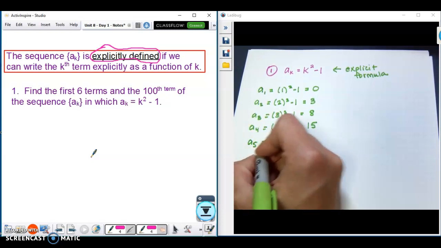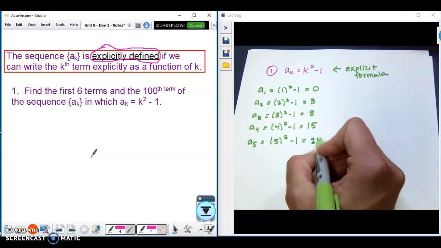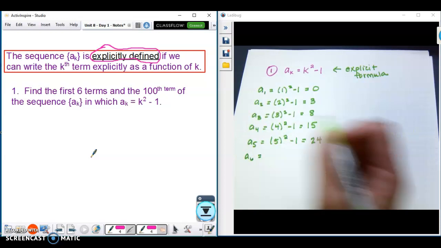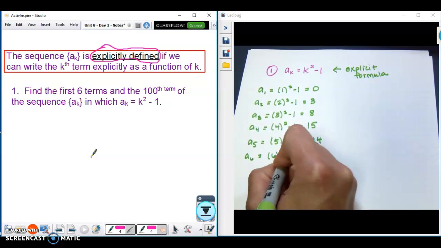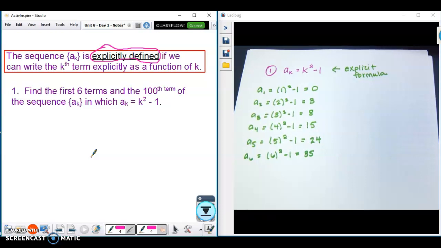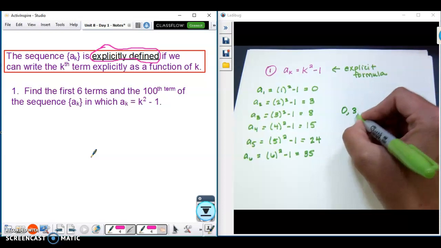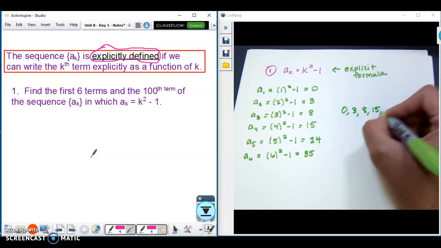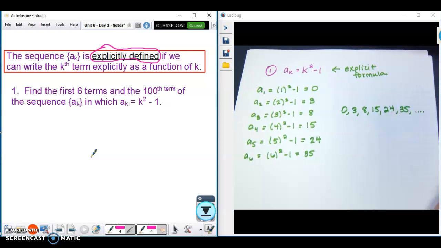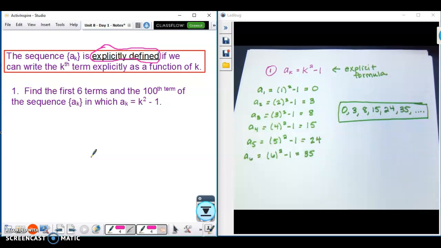Fifth term, plug in 5 for k. Hopefully, you see how this is going to work at this point. So this is going to give us 24. And then it asks us up to the sixth term. So if we plug in 6, that'll give us 35. So what it said, find the first 6 terms. If we wanted to write them as a sequence, we have 0, then 3, 8, 15, 24, 35, and the sequence would keep going on forever. So this would be our first 6 terms of our sequence.